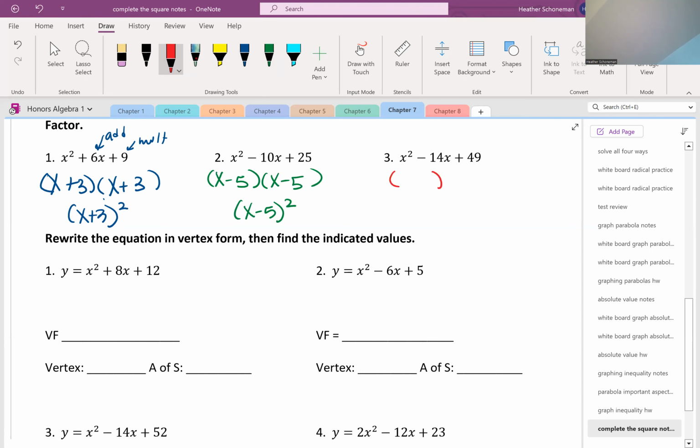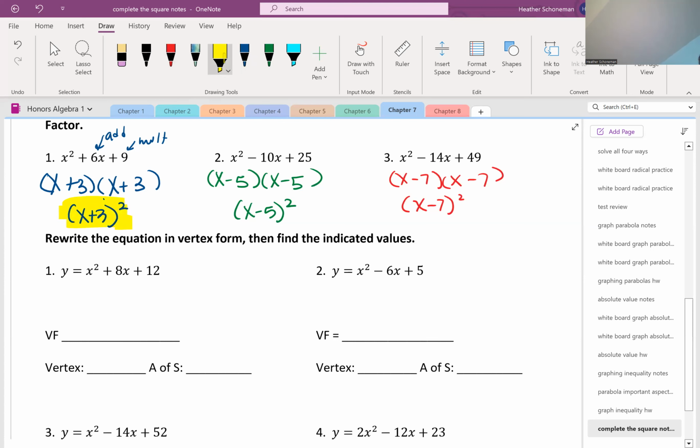And the last one, you get the idea. Multiply to 49, add to -14: -7 and -7. I get (x - 7) squared. Okay, a couple things about these. These trinomials are called perfect square trinomials. And when they factor, you're going to get the exact same thing in both parentheses. And so you can rewrite it like this.